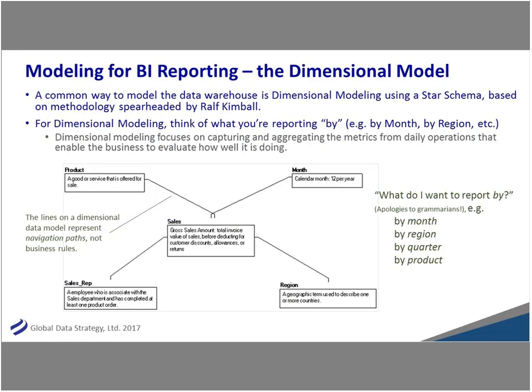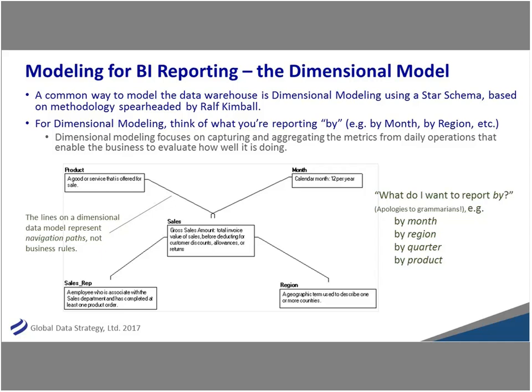But one way I like to think about it is, and apologies for anyone who's a grammarian on the call, what are you reporting by? So I'm reporting by month, by product, by sales rep, for example. And that's really what's going to be your dimensions. So the thing in the middle, the fact, is what I'm reporting upon, and then the things around the star are what I'm reporting by. And that's probably the easiest way to think about it. And a little different, the lines in the star schema type model are really your navigation paths for the reporting.